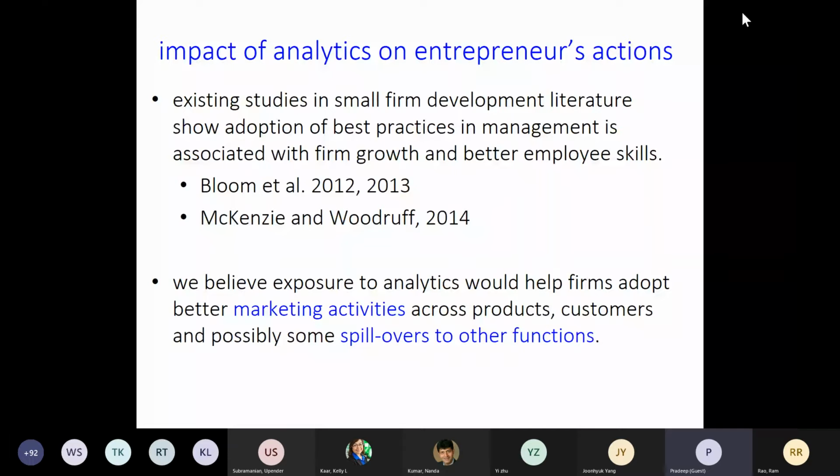Okay. So there are two things that we're going to look at. One is we're going to look at straight marketing related activities. And the other is we're going to see whether having this capability actually has a spillover into other functions that the entrepreneur might also engage in.